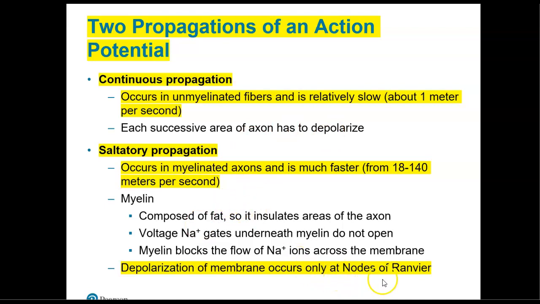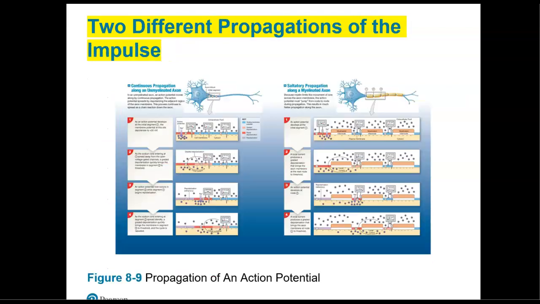They're called nodes of Ranvier. Everywhere you have a gap between myelin, it's called a node of Ranvier. So what's going to happen is the electrical impulse is going to jump from node to node to node to node, and that's much faster than if you didn't have myelin. And this just shows you that this is continuous propagation. It's much slower. And this is propagation called saltatory propagation that happens in a myelinated axon, which is much faster.